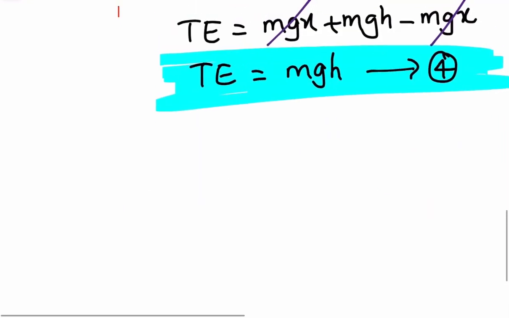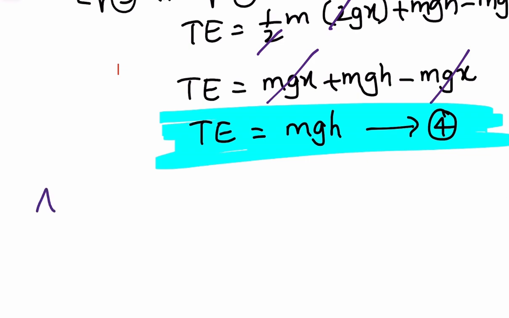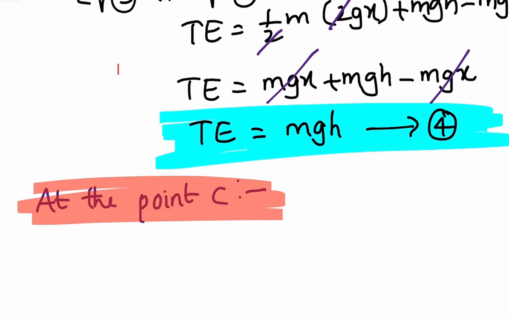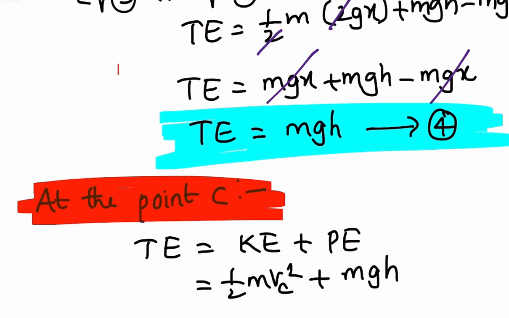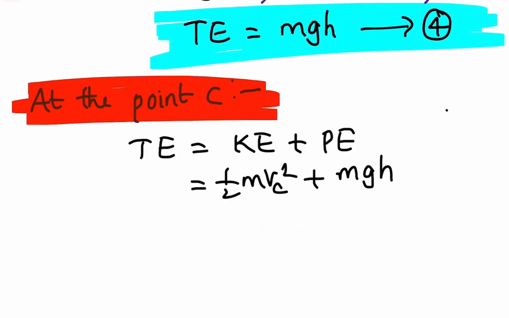Now let's start again. At the point C, once again, total energy is equal to kinetic energy plus potential energy. That is half m vC square plus potential energy mgh. As already I told you, at the point C, height is equal to 0. When height is equal to 0, half m vC square plus mg into 0, it will become half m vC square.